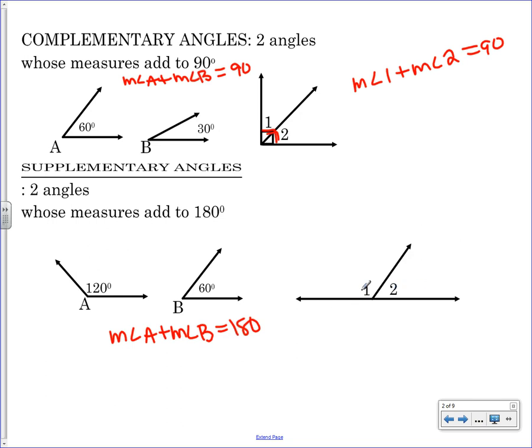On this one, angle 1 and angle 2 make a line, so they're linear, so they add up to 180, so they're supplementary. Measure angle 1 plus measure angle 2 equals 180. What I want you to get is that whether they're adjacent or not, they can still be complementary or supplementary. They don't have to be right next to each other, adjacent, to be complementary or supplementary. Okay? Did I lose anybody? All right.